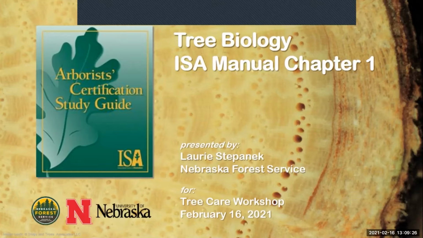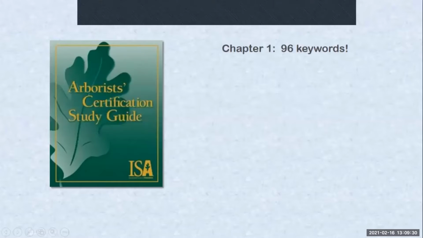The Arborist Certification Study Guide, that first chapter, has 96 keywords in it. So we're not going to go over all 96 keywords. You'll have to refer back to the chapter if you're going to be taking the exam and learn some of these words as well.